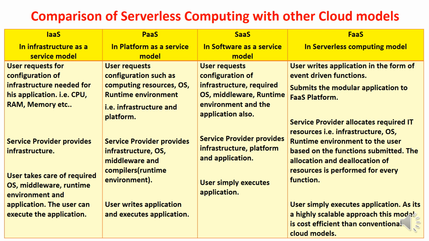The user simply executes the application. Next is the allocation of IT resources in function as a service, that is serverless computing. The user writes the application in the form of event-driven functions and submits a modular application program to the serverless computing platform, that is the FaaS platform. The service provider allocates required IT resources, that is infrastructure, operating system, runtime environment to the user based on the functions submitted. The allocation and deallocation of resources is performed for every function. The user simply executes the application. As this is a highly scalable approach, this model is more cost efficient than the conventional cloud models.